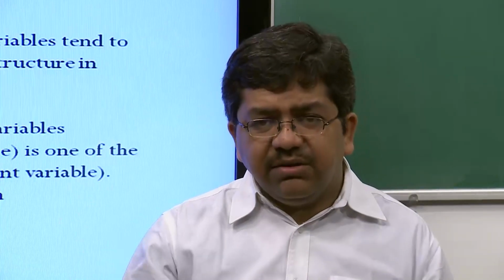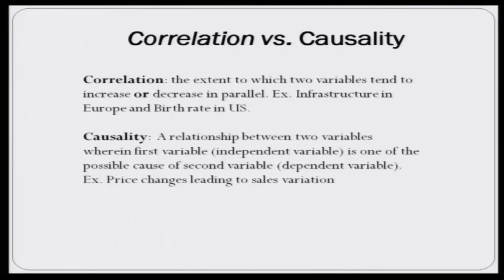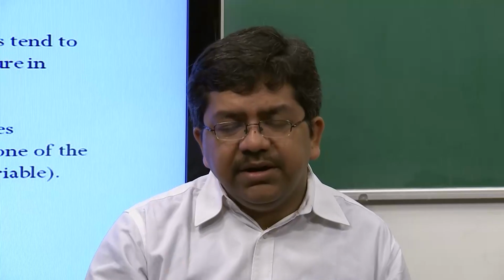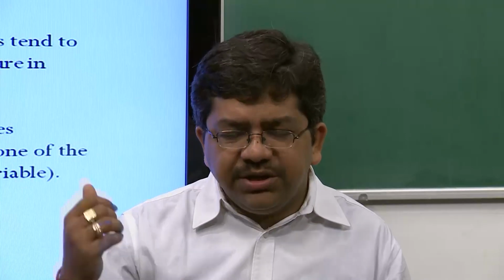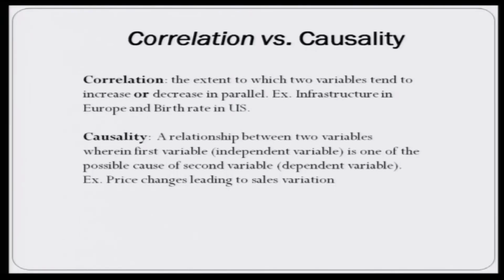On the other side, look at the definition of causality. Causality talks about a relationship between two variables, wherein the first variable, that is the independent variable, is one of the possible causes of the second variable, that is called the dependent variable. So, the cause and effect relationship exists between the two variables. The cause is termed quite often as the independent variable, and the effect is called the dependent variable. Like I have shown in this example in the slide, as you increase the price, you will see that sales of a commodity go down. So, that is a sort of causal relationship.